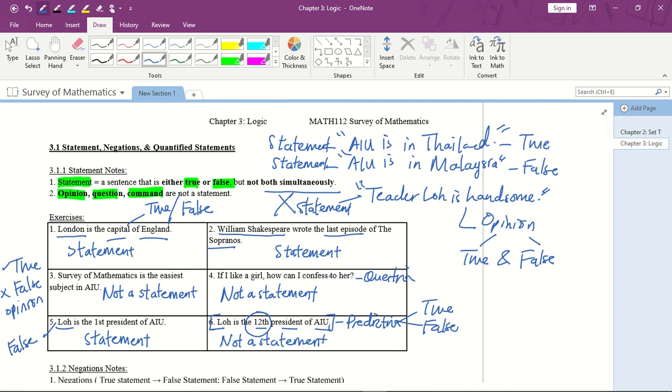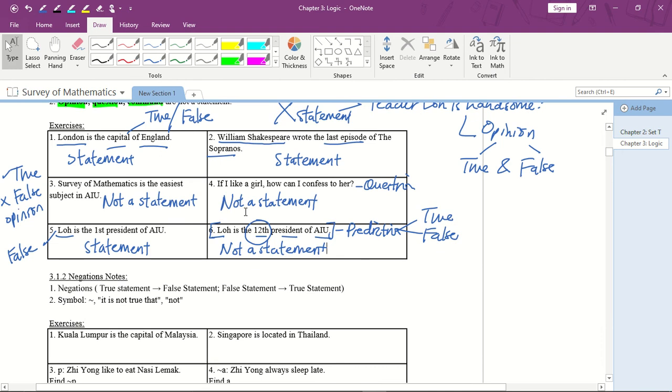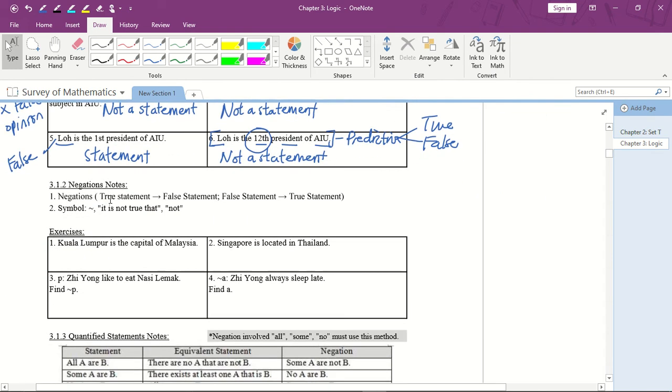Okay, let's look at the next one. Negation. Just now we talked about statements, now we'll be talking about negation. Negation actually helps you make a true statement become a false statement, or helps you make a false statement become a true statement. Just now we learned about statements, and a statement can relate to something called negation.